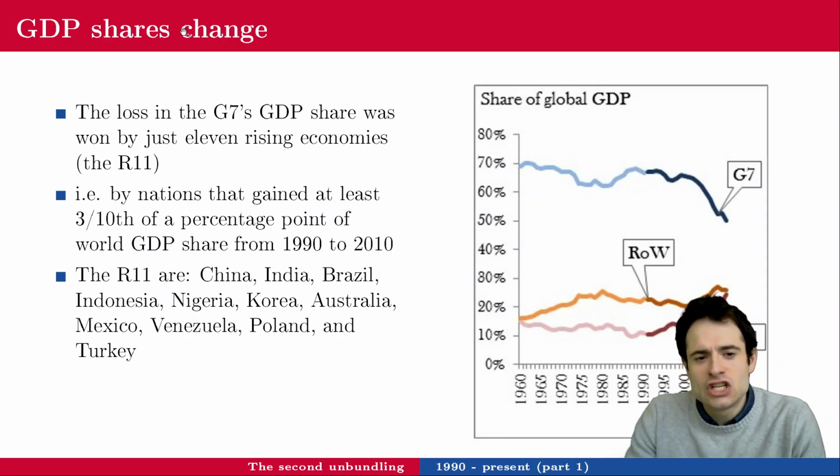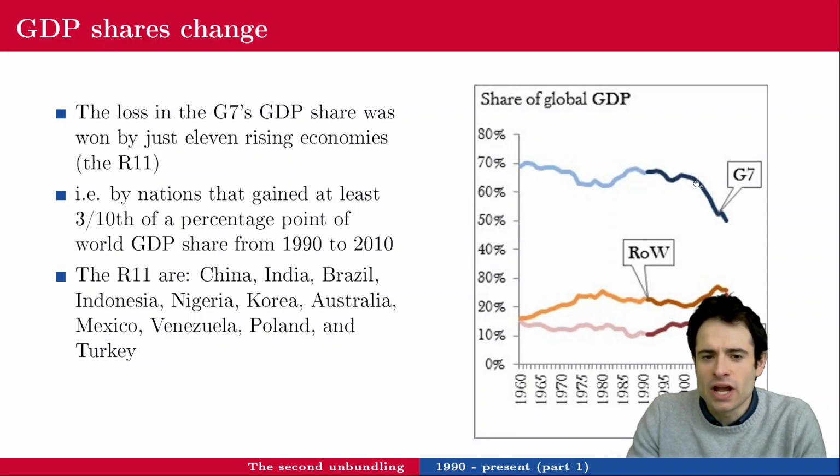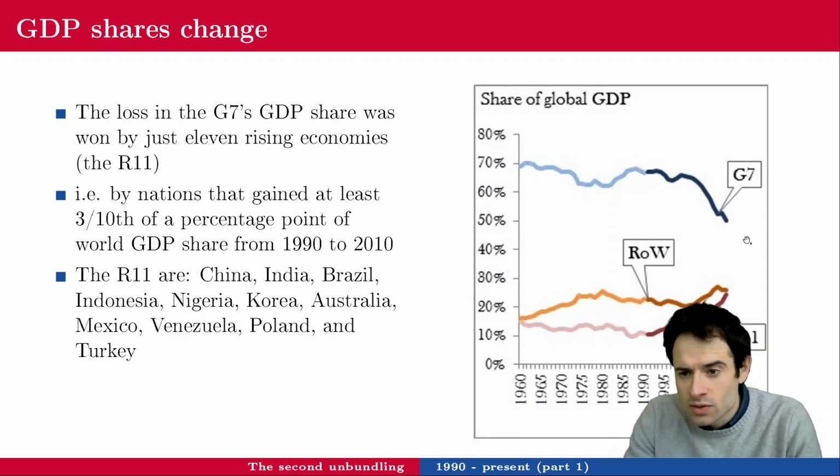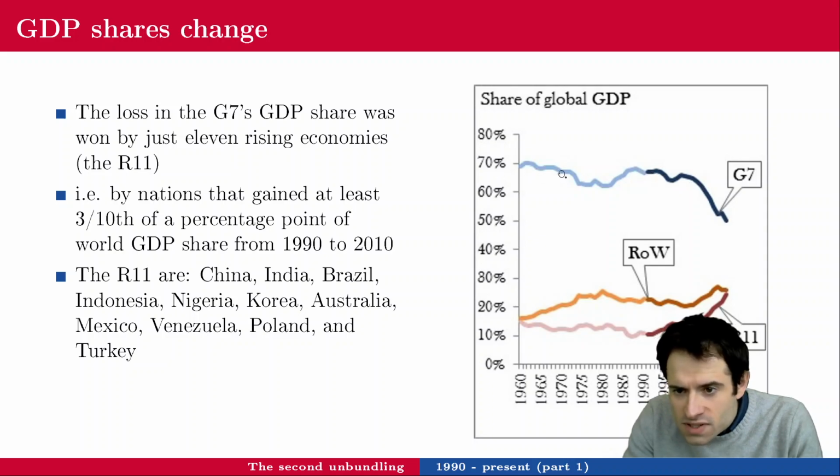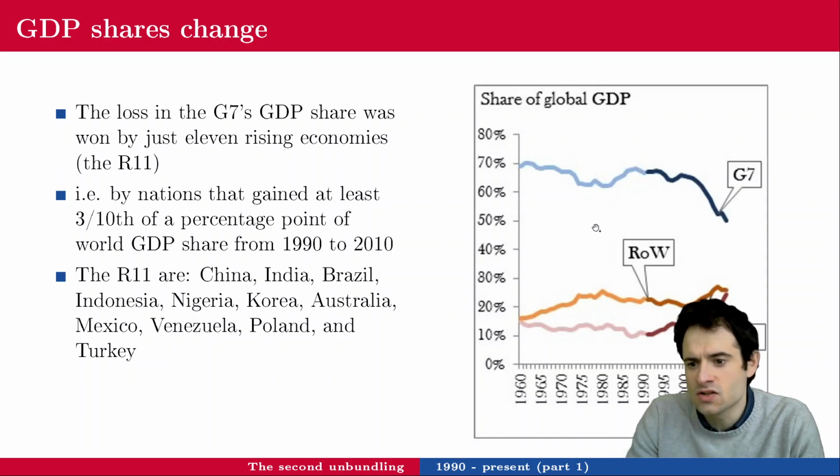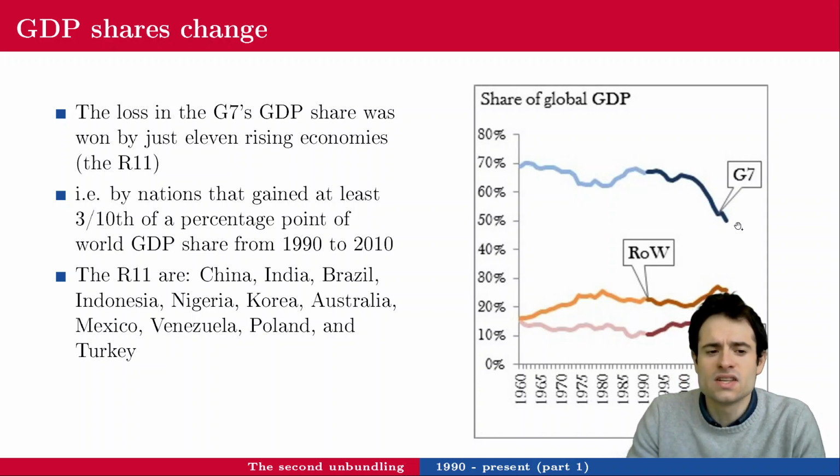So the loss in G7's GDP share was won by just 11 rising economies. They went from 70% to, what do we have, 50-ish%, so around 20% lost. This share was mainly taken by the R11, the rising 11 economies. Whereas for the rest of the world, it increased a bit, but stayed fairly stable.